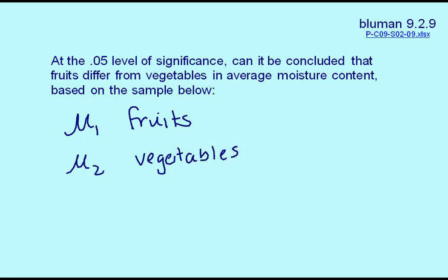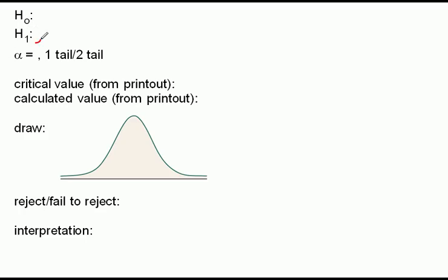This wording says differ. I don't know which one's higher or lower. So when I set this up for my hypothesis test, comparing mu1 and mu2, I don't know greater than, less than. I just think they are not equal. So H1, my hypothesis, is mu1 not equal to mu2, which means if nothing has changed, then mu1 equals mu2 for the null.